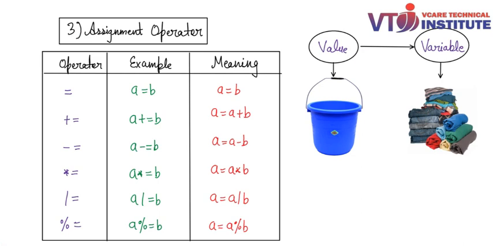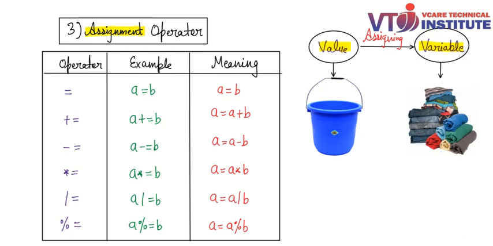Now let's talk about the third type of operator, that is the assignment operator. In the assignment operator, we are assigning a value to a variable.